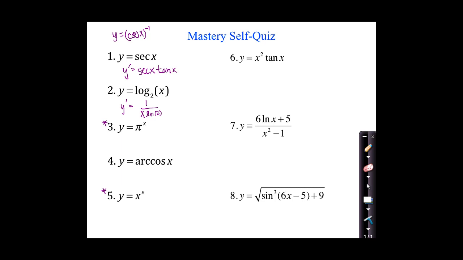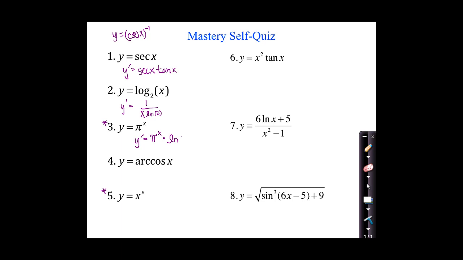So pi to the x power has x in the exponent position, has our variable in the exponent position, making this an exponential function. It's similar to 3 to the x, but just pi is a little bit bigger than 3. So what's the derivative for number 3? Y prime equals, want to take a guess? Yeah, pi to the x times the natural log of pi.